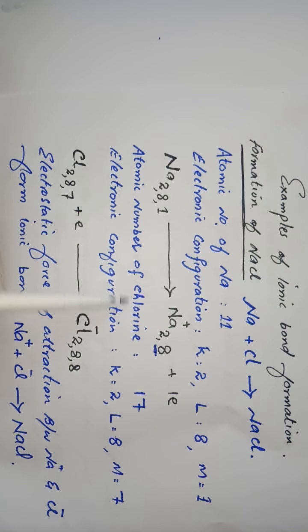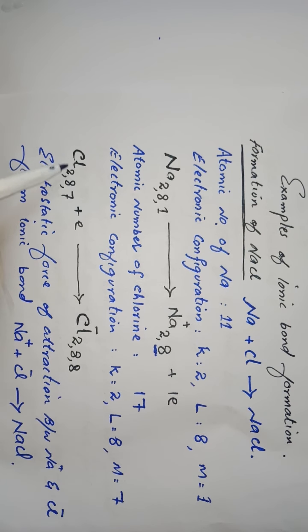Similarly, the atomic number of chlorine is 17. The electronic configuration: it has 2 electrons in the first shell, 8 electrons in the second shell, and 7 electrons in the last shell.